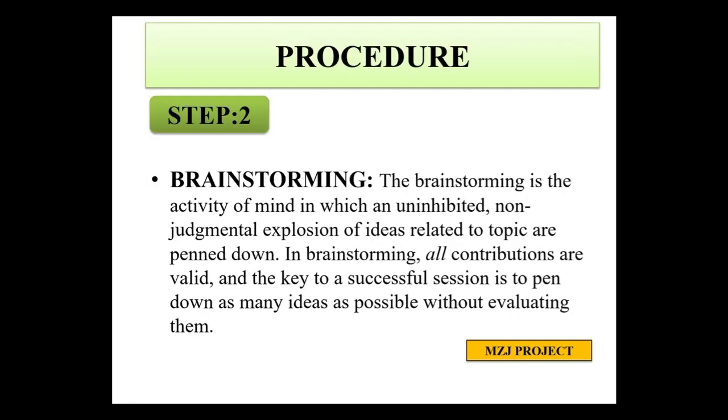Next, once you have understood the topic, and you have understood that there are 4 main aspects, or 3 main aspects, the examiner is demanding from you, now you have to do brainstorming on these aspects. Brainstorming means that you will pen down all the ideas related to a single aspect of the topic without evaluating. The success of brainstorming depends on how many ideas you have written down.